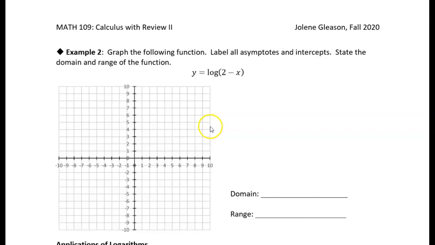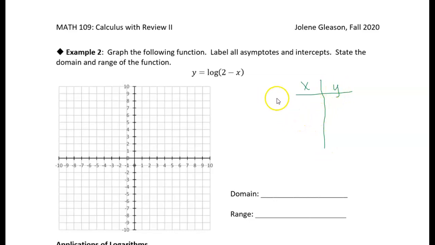You did reflections and translations and things like that, some compression and stretches, all of that stuff. Well, what we can do on this one, sometimes I just like to plot points instead of relying on my memory to know what happens to a function when you do different things to it. I sometimes just like to plot some points just to verify. So I can just choose some x and y values. Okay, so I'm just going to make a little table, x and y.